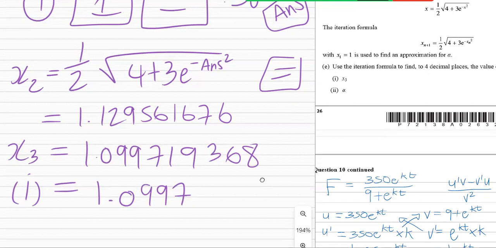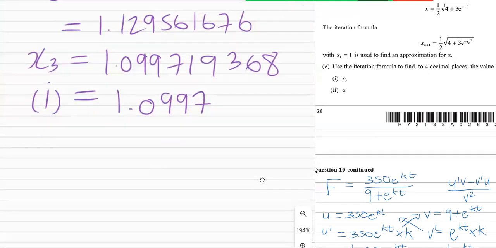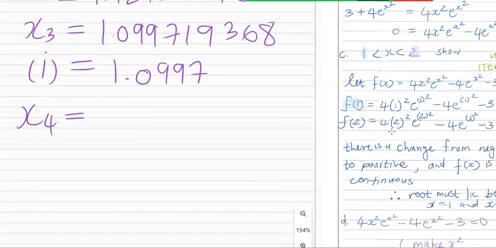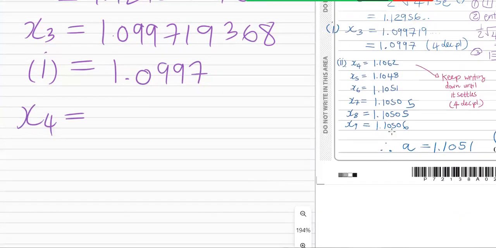But I haven't changed anything in my calculator. So when you're doing these questions, don't change anything in your calculator. Keep going and keep writing it down. I do think you get marks for writing down all of these answers. So I'm going to hit the answer again, and I'll just give you the list here.